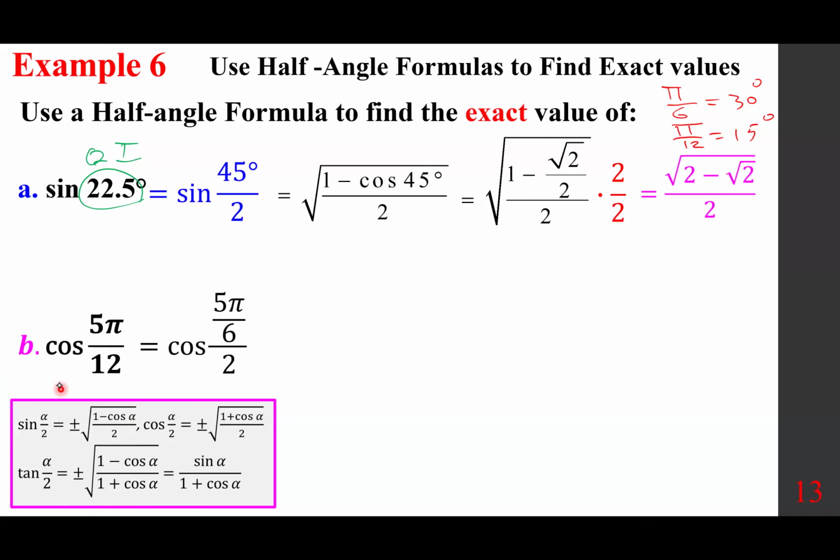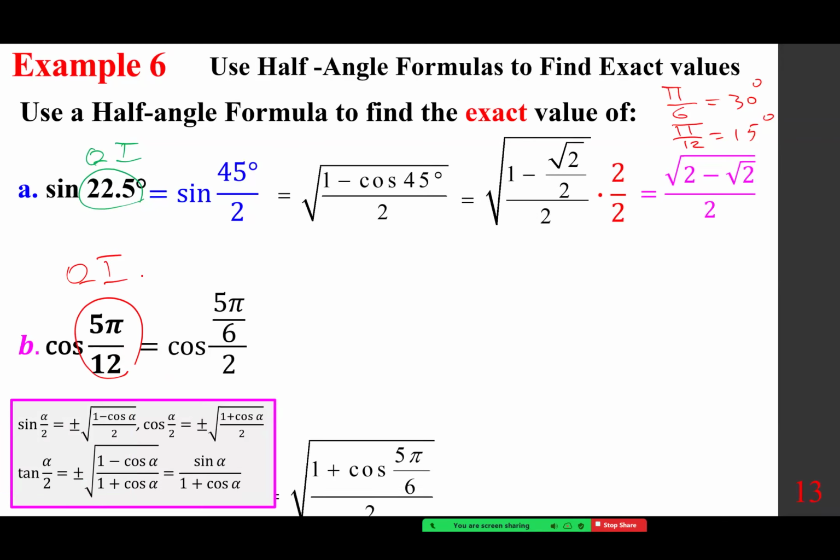All right, so cosine of 5 pi over 6 divided by 2. And we are going to use the fact that cosine of alpha over 2 is plus or minus the square root of 1 plus cosine alpha divided by 2. And remember, 6 pi over 12 is pi over 2. 5 pi over 12 is less than that, and that's in quadrant 1 also. Quadrant 1, positive. Okay.